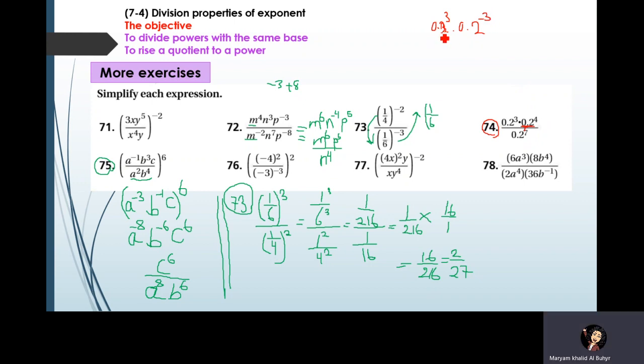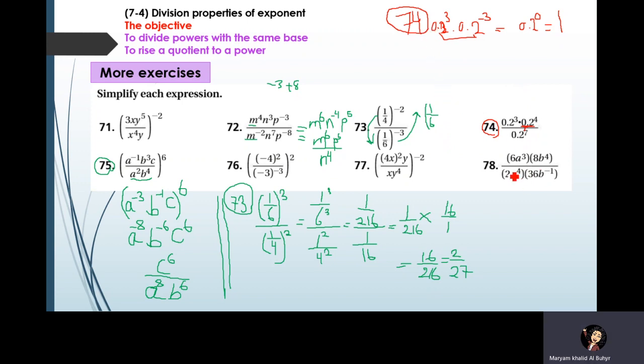Also, this is 0.2 and this is 0.2. So these are the same base also. So that will be 0... add the powers. But one of them is negative, one of them is positive. So that is 2 to the power 0. Anything to the power 0 is 1. The idea is really simple, but you need to practice. So once you practice more, you will learn more.